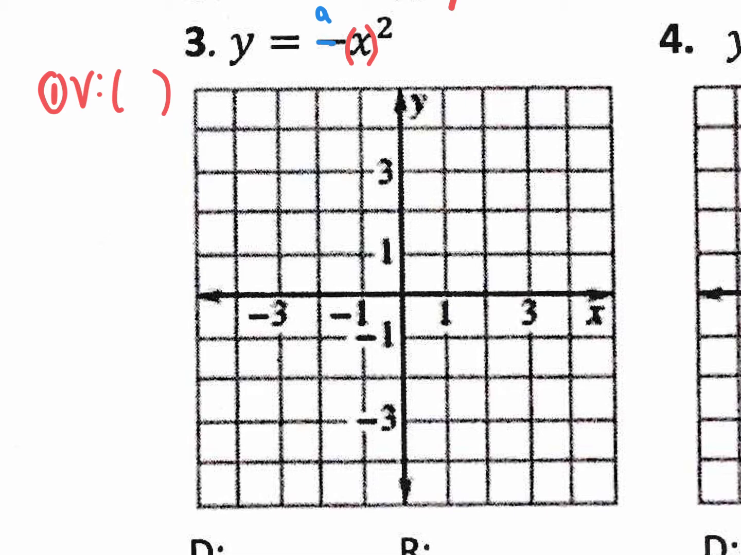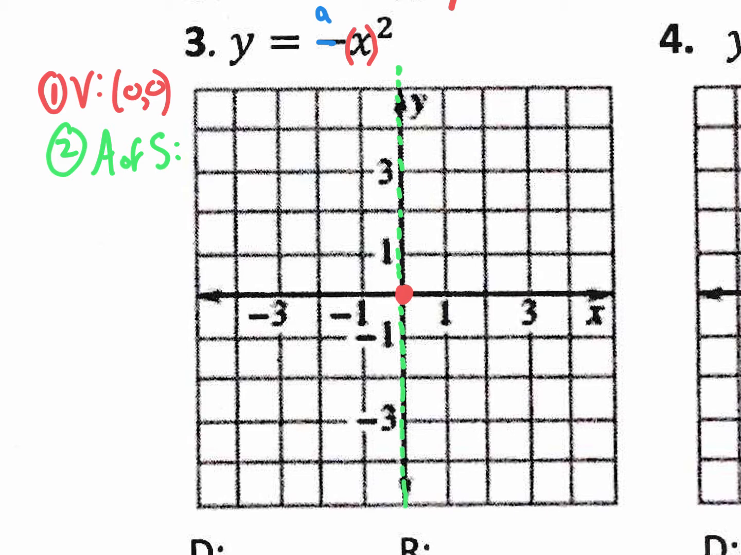Negative 1, which causes it to go down. Your h value is what? 0, because there is no number being subtracted from x inside of the parentheses. And your k value? 0. So we know that our vertex is 0, 0. Put that dot right there. Step 2 is your axis of symmetry, which is simply the vertical line going right through that vertex.